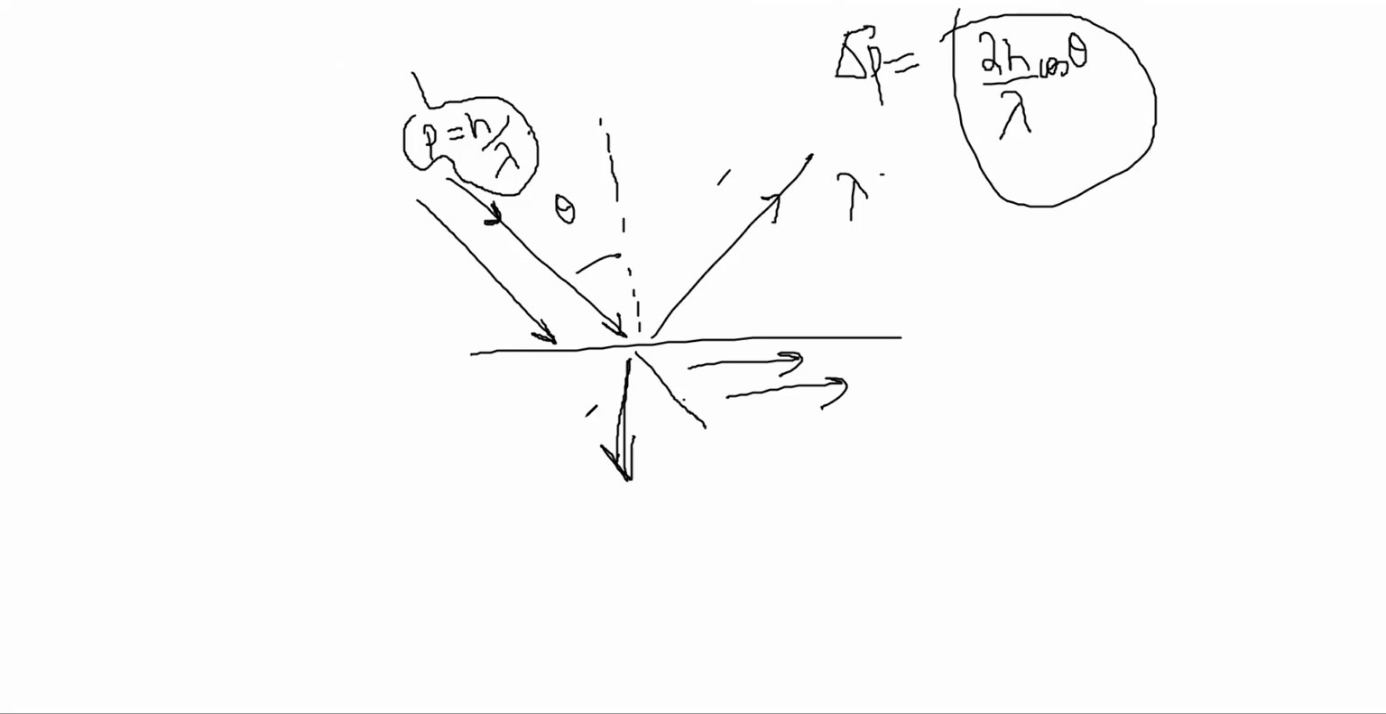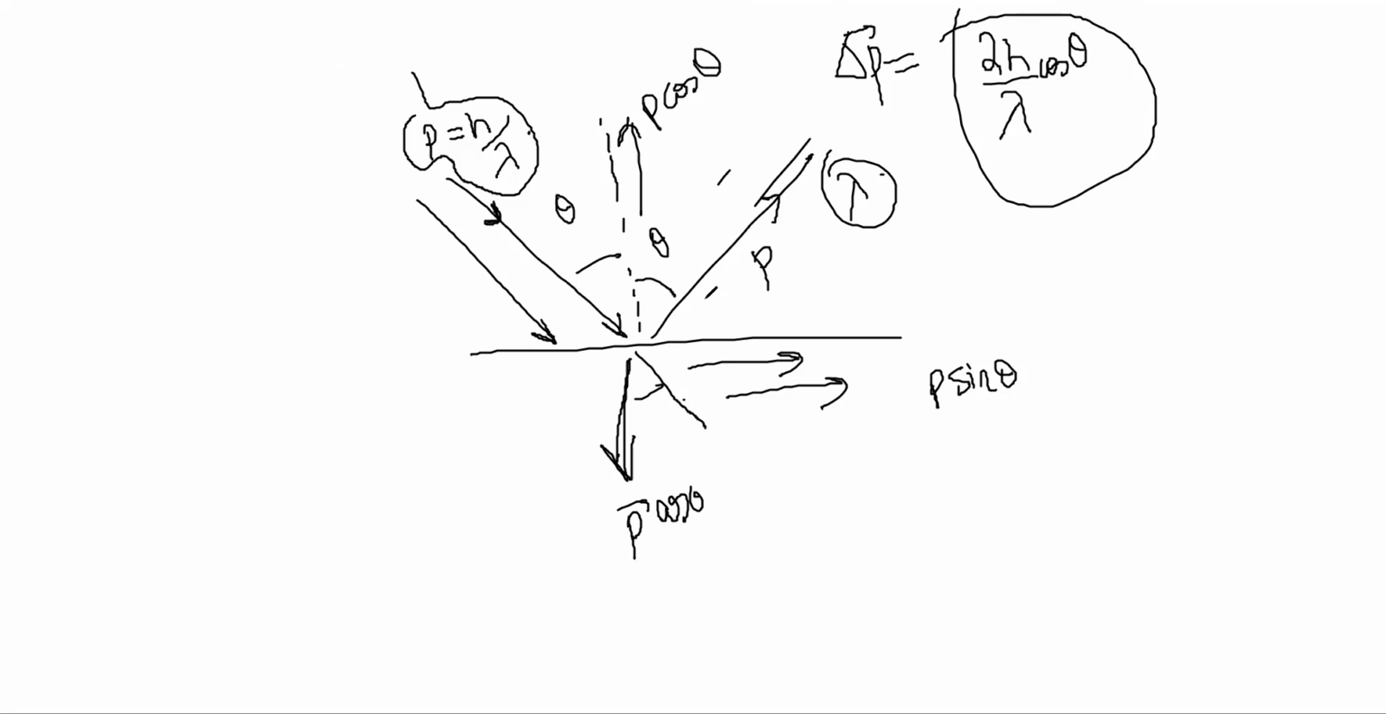Okay, yeah. So momentum has components, p cos theta and p sin theta. If it reflects, it will reflect according to the law of reflection, where this angle will also be theta. p will come out like this because the wavelength has not changed, it's the same light. So p sin theta has been unchanged, and p cos theta has become negative, reversed to this side. So 2p cos theta is the change, where p is h by lambda. Right, okay.